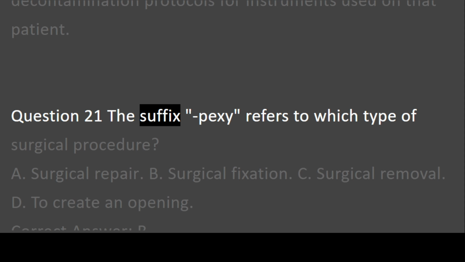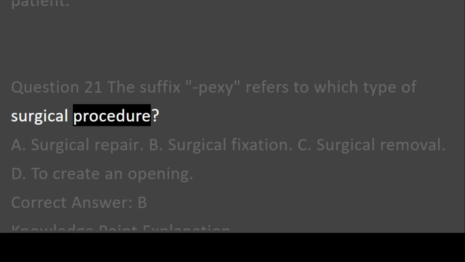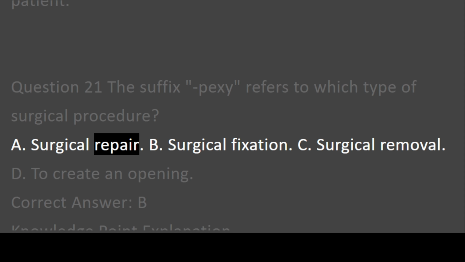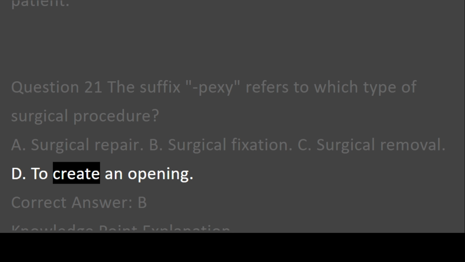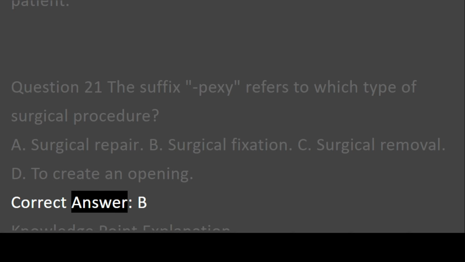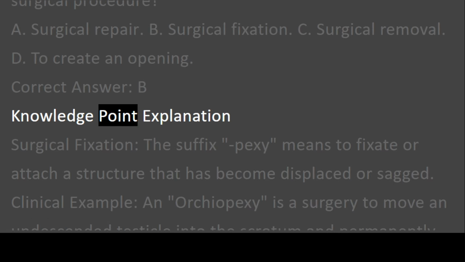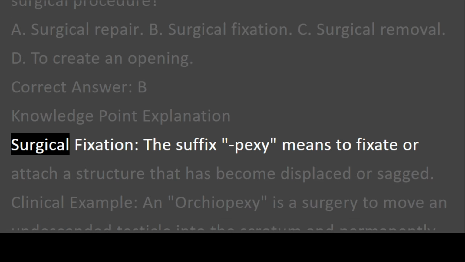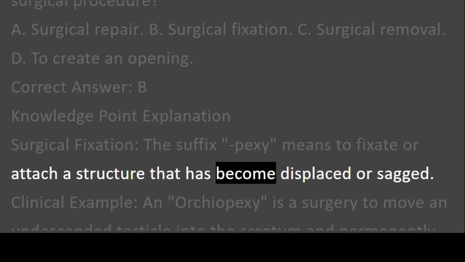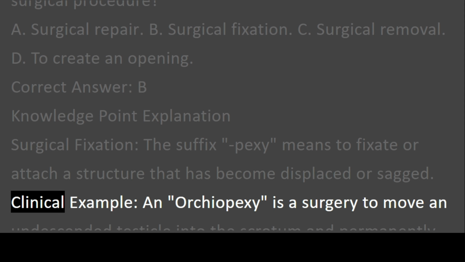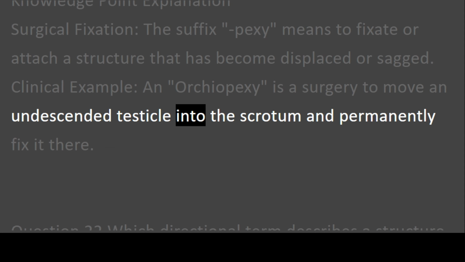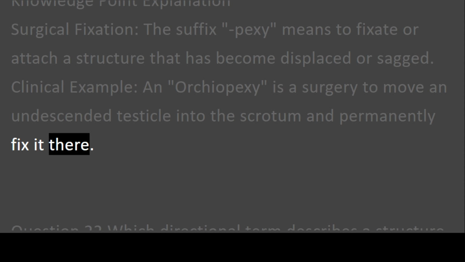Question 21. The suffix pexy refers to which type of surgical procedure? A. Surgical repair. B. Surgical fixation. C. Surgical removal. D. To create an opening. Correct answer, B. Knowledge point explanation. Surgical fixation. The suffix pexy means to fixate or attach a structure that has become displaced or sagged. Clinical example. An orchiopexy is a surgery to move an undescended testicle into the scrotum and permanently fix it there.